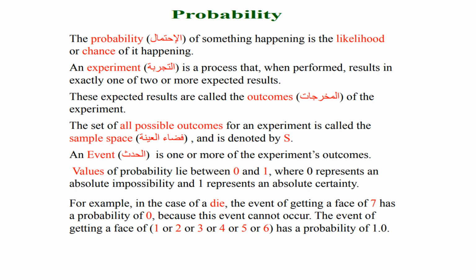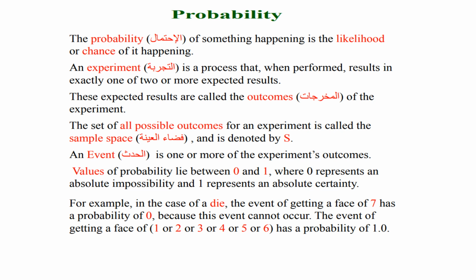An experiment is a process that, when performed, results in exactly one of two or more expected results. The expected results we call outcomes, and all the possible outcomes we call the sample space, which is denoted by the letter S. An event is one or more of the experiment's outcomes. So an event means the outcomes in the experiment.